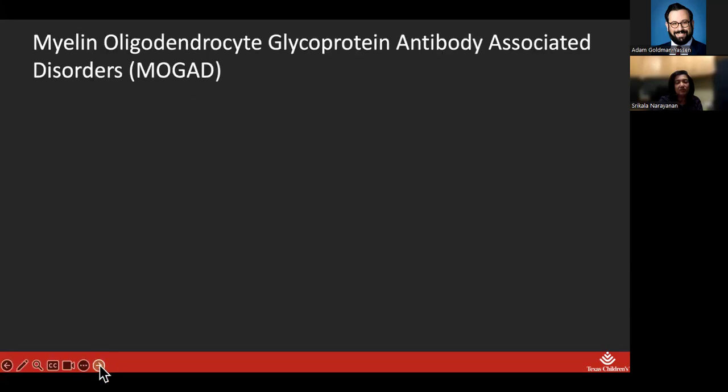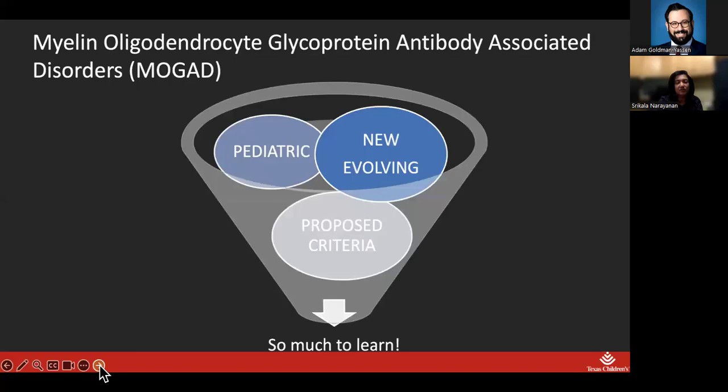Here we are going to talk a little bit about why it's so interesting. One, you see it more commonly in pediatrics. When you think about NMO spectrum or multiple sclerosis, they manifest a lot less commonly in pediatrics compared to MOG antibody-associated disorders. It's new, it's evolving, and even the proposed criteria is so recent. So it's very interesting. There's so much to learn about this, so it's really nice to do a deep dive on MOGAD.